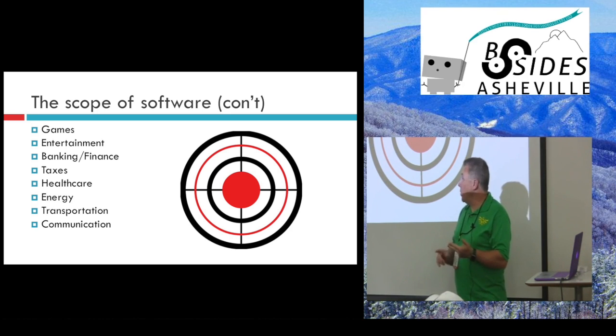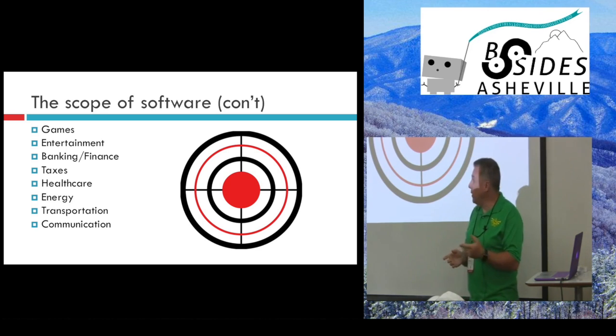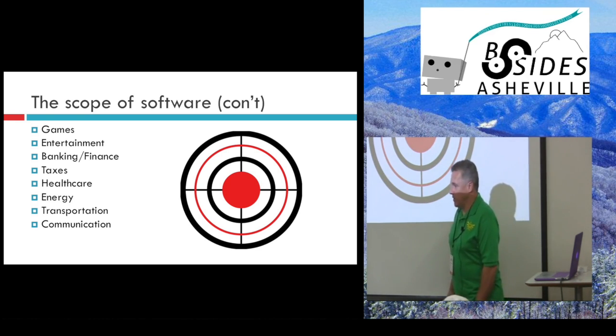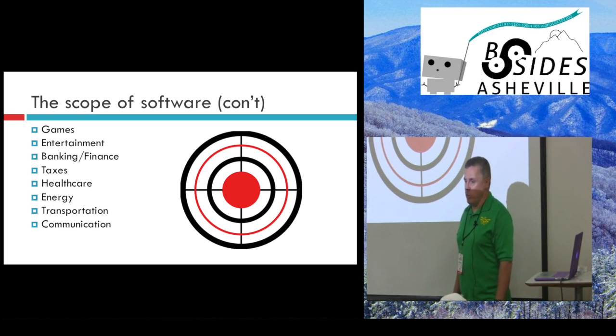Games, entertainment, banking, finance. We've all been to an ATM machine or heard about B of A's problems, or Wendy's for that matter. Taxes. You can go online and pay your taxes now, so that's become a target. People are trying to hack into there to get more information. The state of South Carolina got hacked 4 years ago, and everybody who had been issued a refund, their banking information was compromised, including mine.